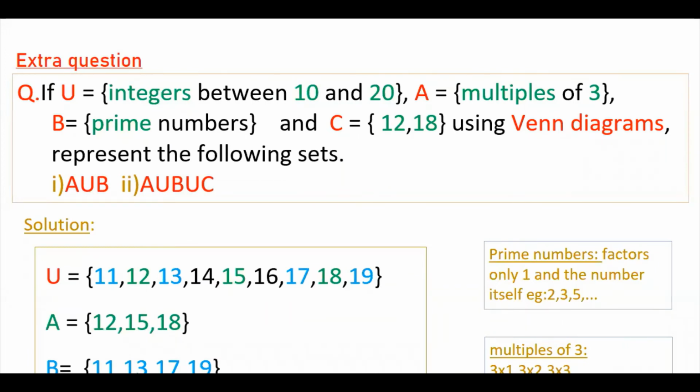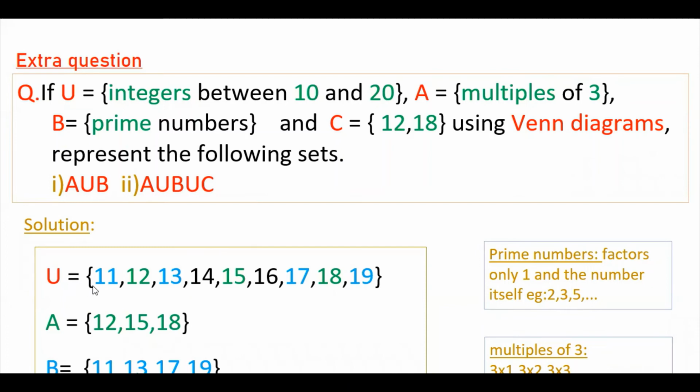This is an extra question. If U is equal to integers between 10 and 20, A is equal to multiples of 3, B is equal to prime numbers, and C is a set of 12 and 18, using Venn diagrams to represent the following sets. First one is A union B and second one is A union B union C.